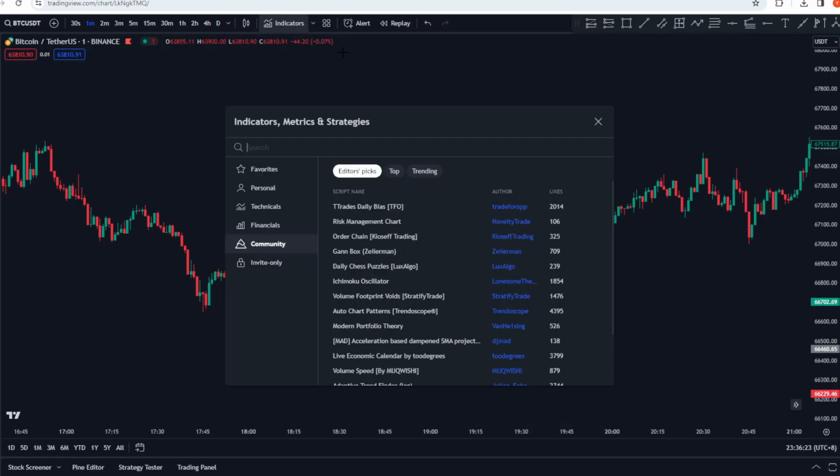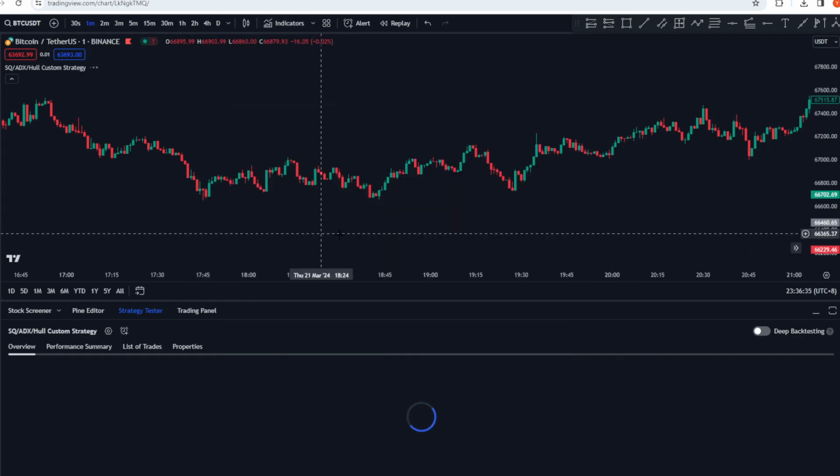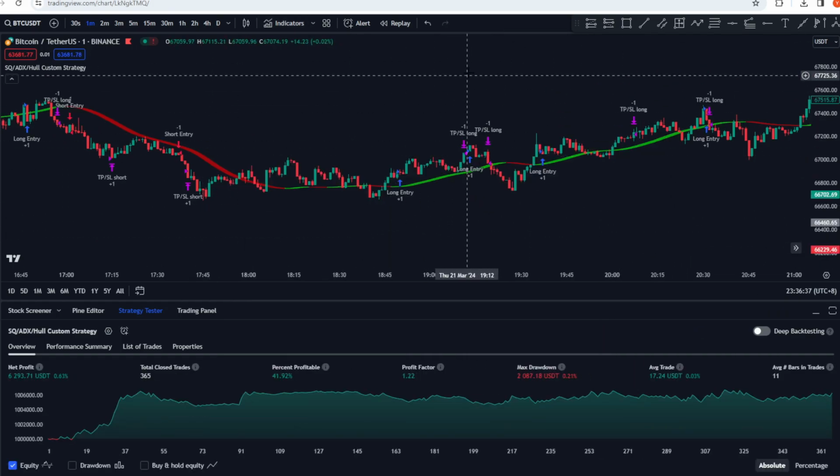Once you guys subscribe to the Patreon, you will see an invite only tab. Click on this and you'll see the squeeze momentum, ADX, and HOW custom indicator by TradingCam. Click on that, and then this indicator will pop up.